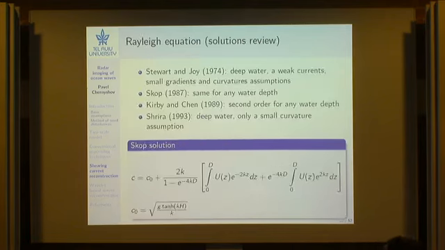Let's go further. Here's a little bit of literature overview. You can read it, I won't read it again. What is really interesting is Skop's solution. He derived it in 1987 for finite water depth, which is really interesting for the coastal zone.